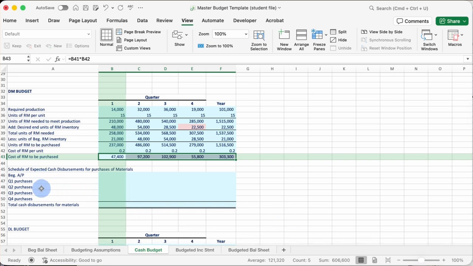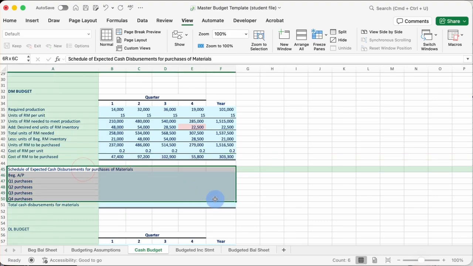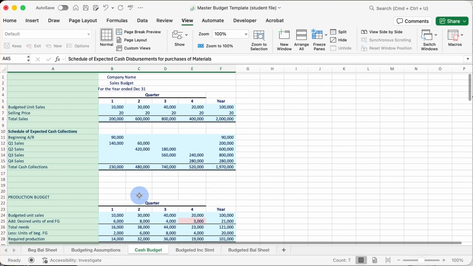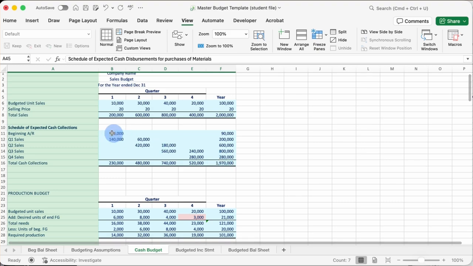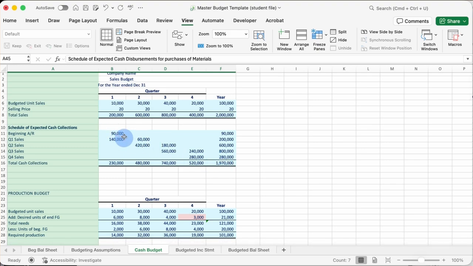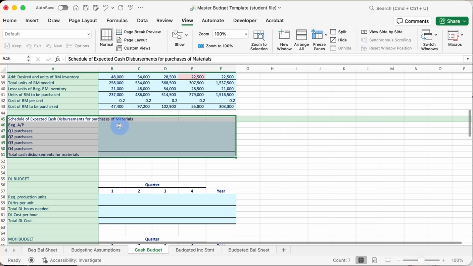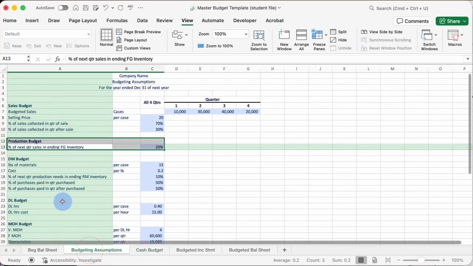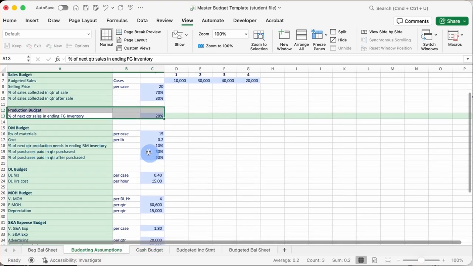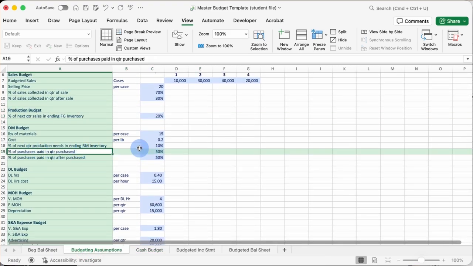In the next piece of this, we're going to calculate the schedule of cash disbursements. And so this is very similar to what we did up here, just this was collection, so we were doing when will we collect our accounts receivable. Now we're going to do the opposite and say when will we pay our bills, when will we pay our accounts payable. If we come to the budgeting assumptions, we have 50% is going to be paid in the quarter that they are purchased, and the other 50% will be paid in the next quarter.